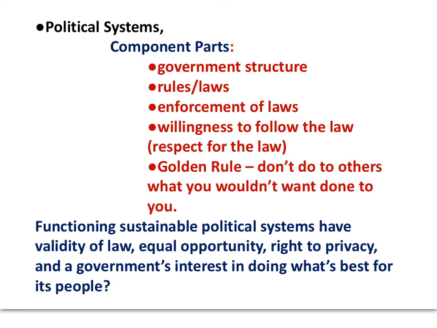The component parts of political systems include government structure, rules and laws, enforcement of laws, a willingness to follow the law, and the golden rule, don't do to others what you wouldn't want done to you. A functioning, sustainable political system has validity of law, equal opportunity, right to privacy, and a government's interest in doing what's best for its people.